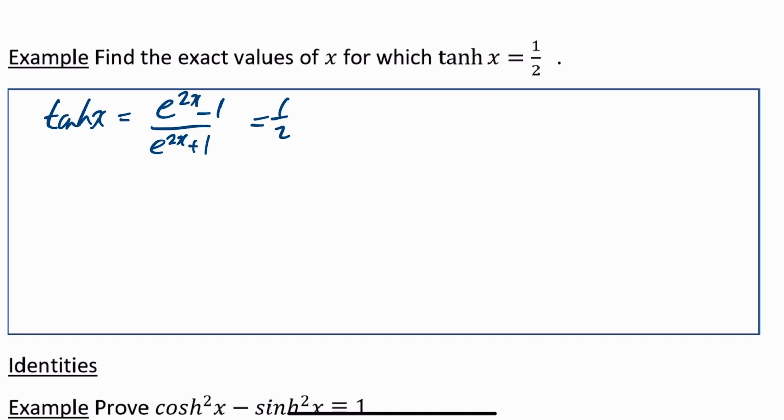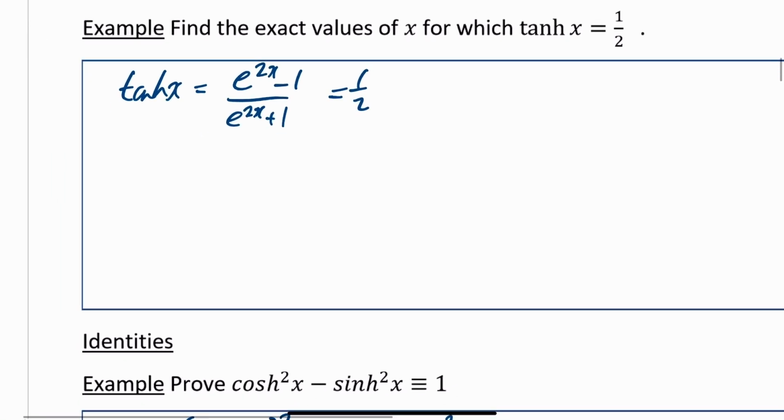It says find the exact values of x for which hyperbolic tan is equal to 1. So when it says exact values, this is what you want to do. If it doesn't say exact values, use your calculator. If you press your hyp button on your calculator, then it brings up options of doing inverse hyperbolic tan, inverse hyperbolic sine, hyperbolic cosh and so on. But if it says exact, you've got to go back to the basic definition.